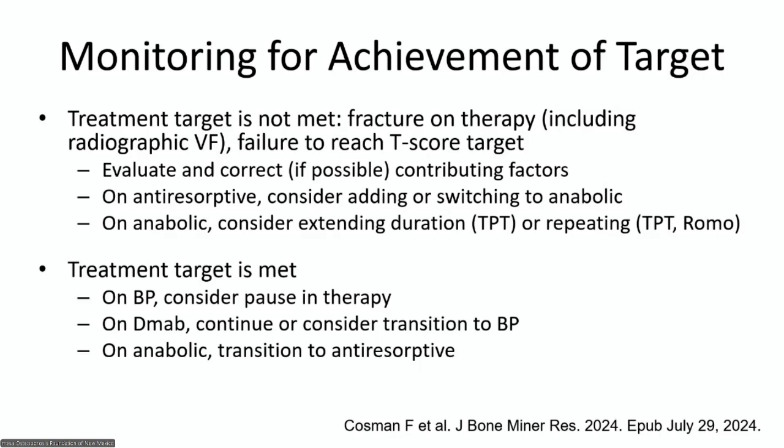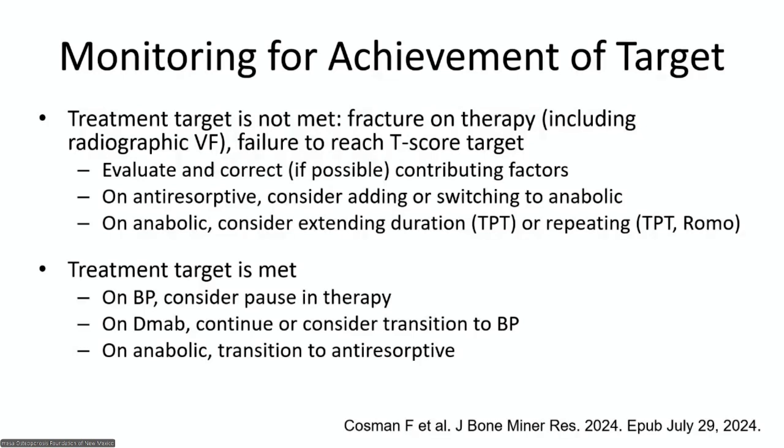If they're on an antiresorptive, we might consider adding an anabolic, such as combining denosumab and teriparatide, which has an additive effect, or switching to an anabolic. If they're on an anabolic, probably the best thing is to continue until you've completed the course of therapy with an anabolic, perhaps extending the duration of anabolic therapy if it's teriparatide they're on, or plan on repeating the anabolic course again, which we can do with teriparatide or with romosozumab.